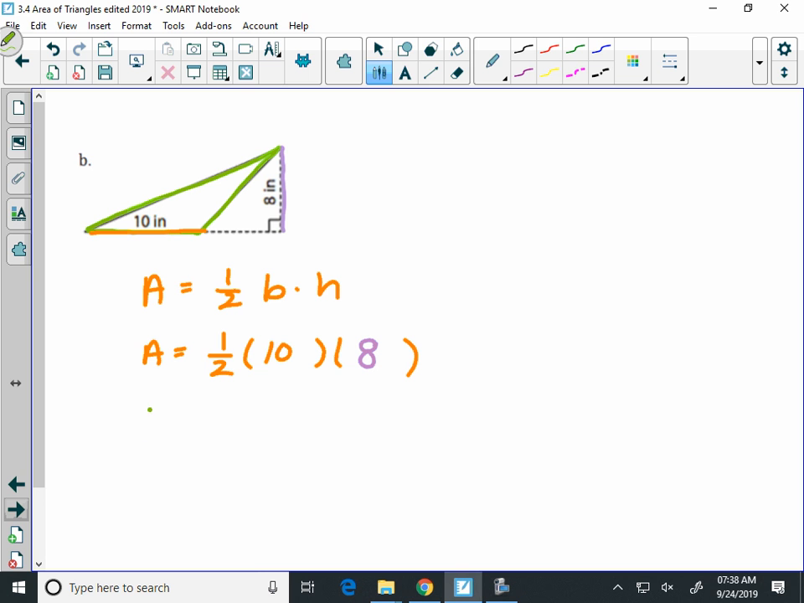What is 1/2 times 10 times 8? 40. How would we label it? Inches what? Inches squared. And these are not drawn to scale. It's not really 40 square inches. Hypothetically, if it had those dimensions, that would be the area. Questions over that?